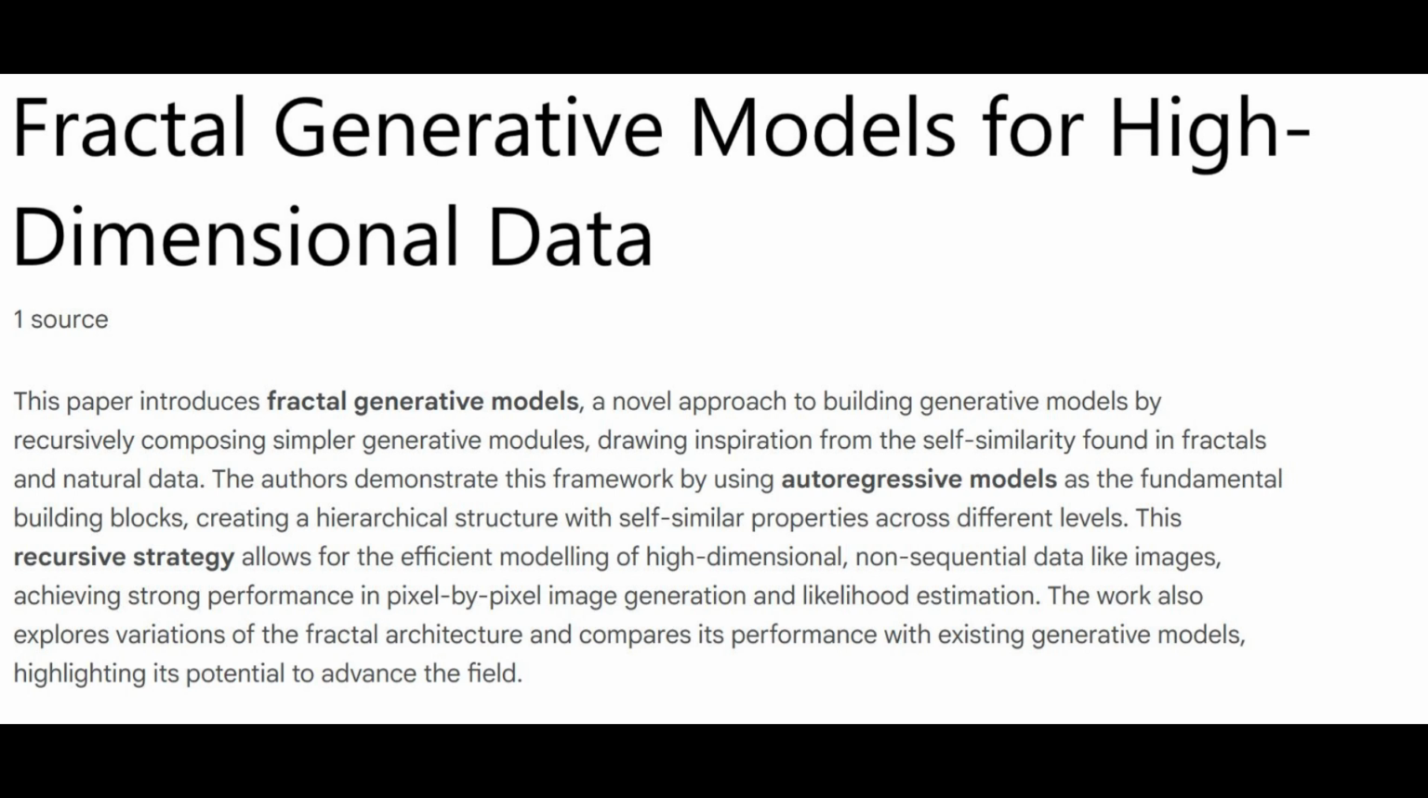Okay, get this. Researchers are now using fractals, those crazy patterns you find all over in nature, to build a whole new type of AI. Really, it's fascinating stuff. We're talking AI that can create super complex data, like high-resolution pictures, or even, get this, models of the human brain. That's right. We're diving deep into the research on what they're calling fractal generative models today, and it's going to be a wild ride.